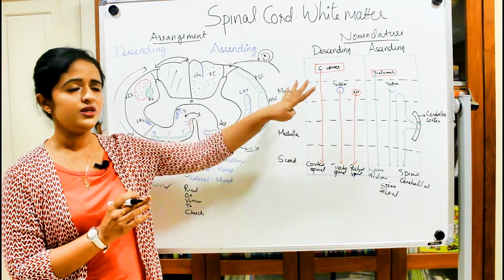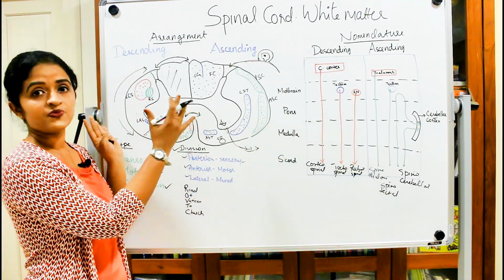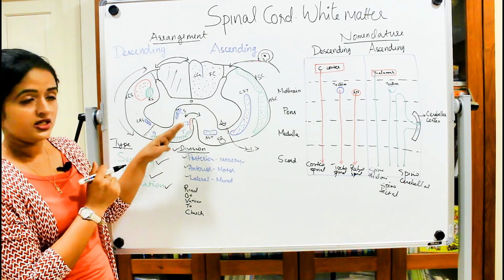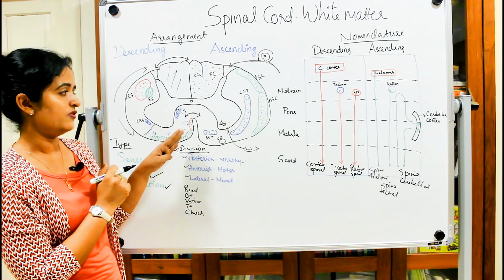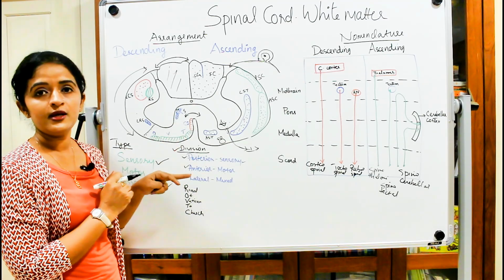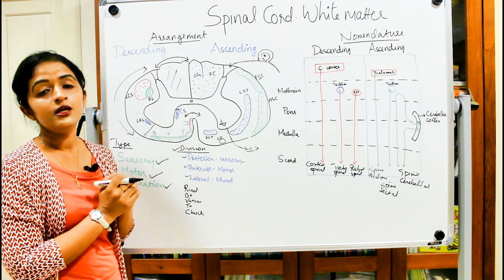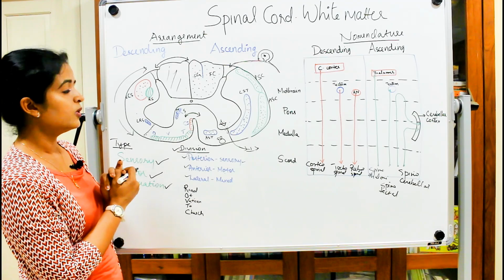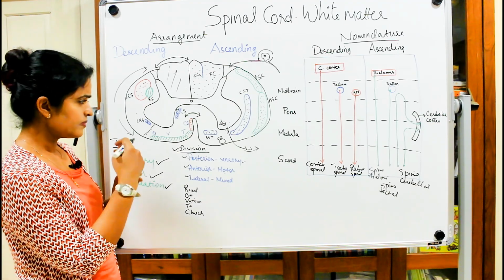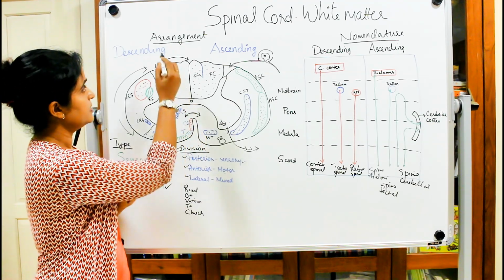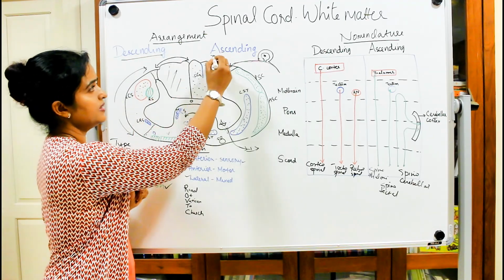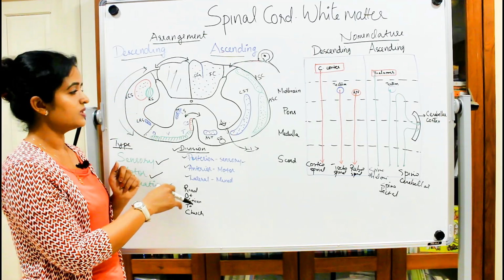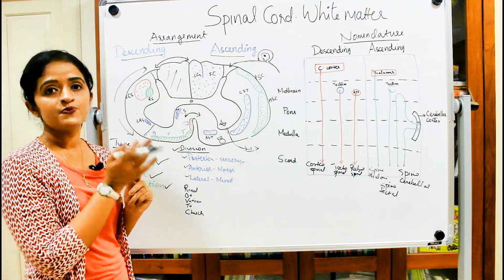Now let's see how these nerve fibers are arranged within the white matter of spinal cord. So let's see the anterior column of spinal cord first. The anterior column, we have already mentioned, is mainly made up of motor tracts. So what are the motor tracts which you are going to see? You can see these are the descending fibers and these are the ascending fibers. Motor fibers means they are the descending fibers and ascending fibers are mainly sensory.